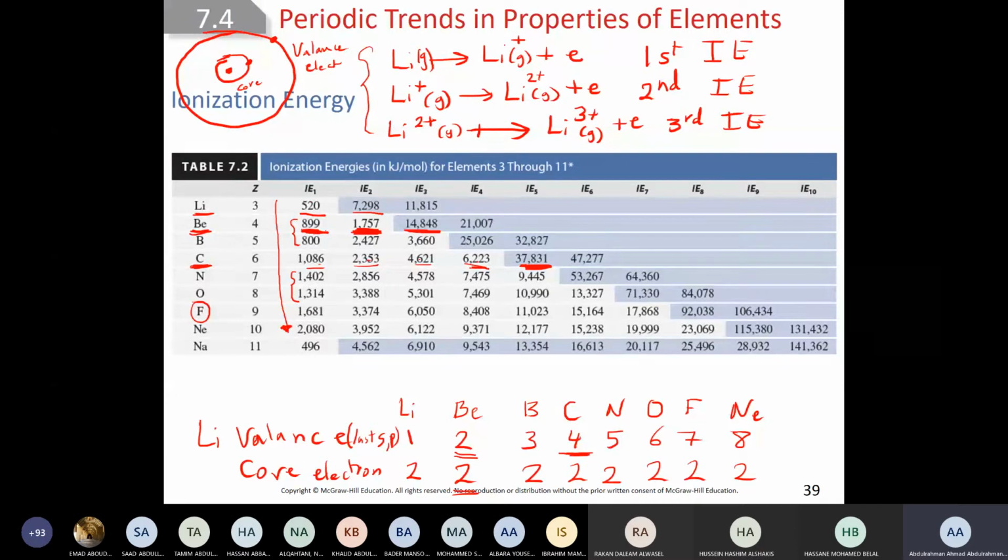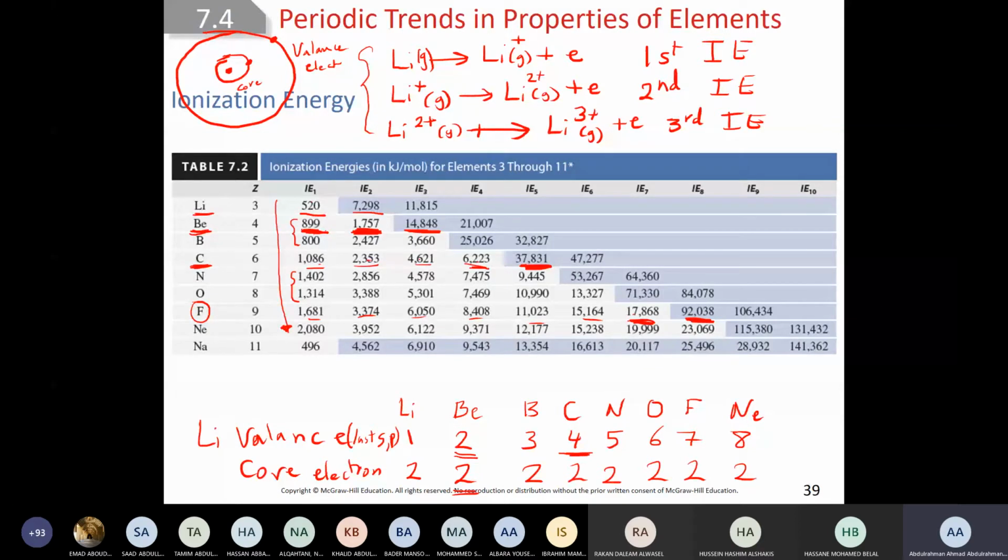Number for fluorine? After the 7th. So you should count 1, 2, 3, 4, 5, 6, 7. Still from 1,000 to 70,000. But look, after 7, from 17 to what? 92. And so, from looking at the numbers, you can tell what's the valence of any element.